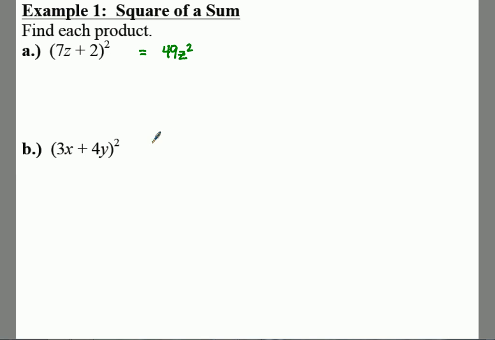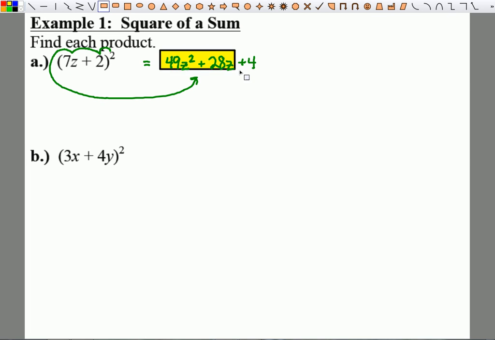Now I need my middle term. My middle term is just 2 times 2, which is 4, times 7z, which is 28z. So that's going to give us a plus 28z. And then my last term is just taking my 2 and squaring it. So 2 squared is 4. That's going to be our solution.